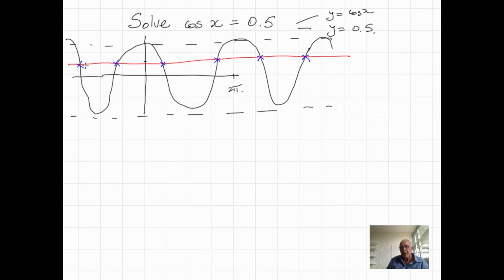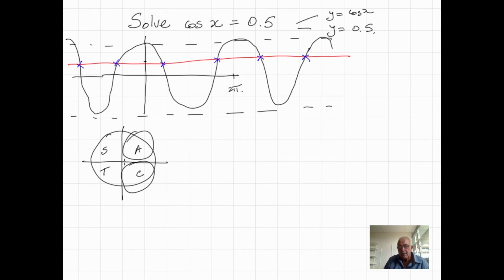So we don't just get one answer. Even though our calculator comes up with one answer, there are multiple solutions. If we go back to the unit circle, we know that we put our CAST, so cos is positive here and here. So it is positive in the fourth quadrant, cos, and it is positive there. It is negative in those two.